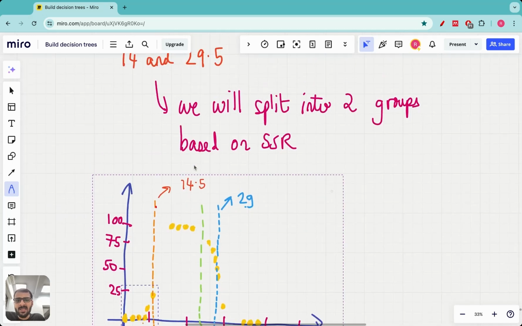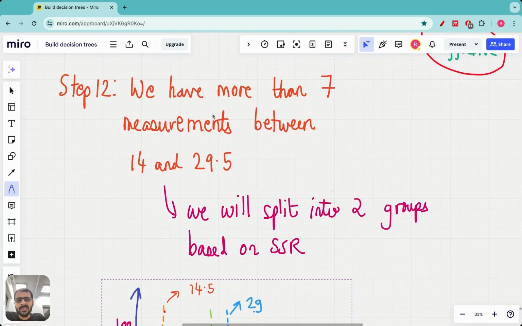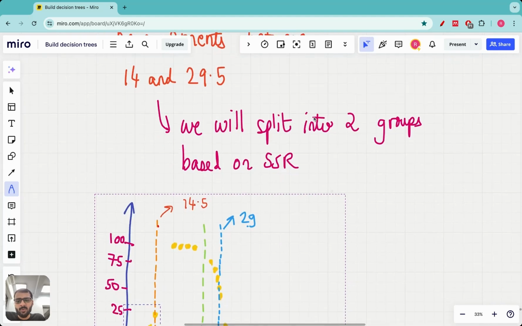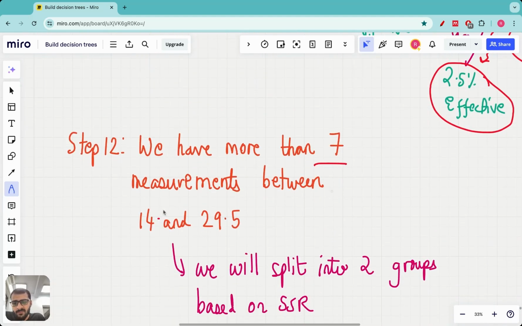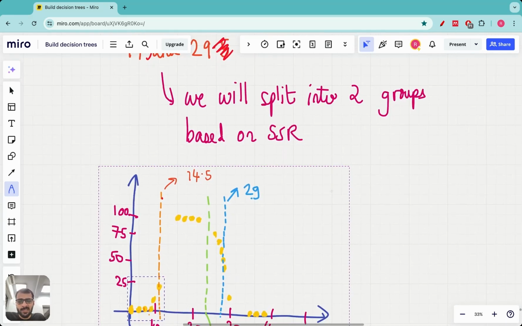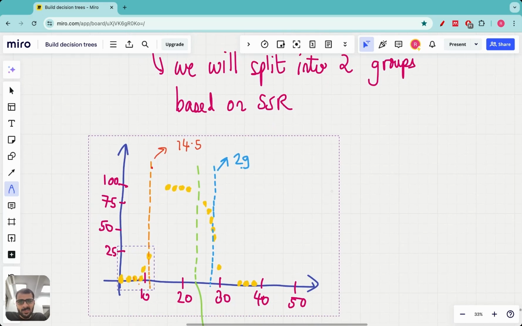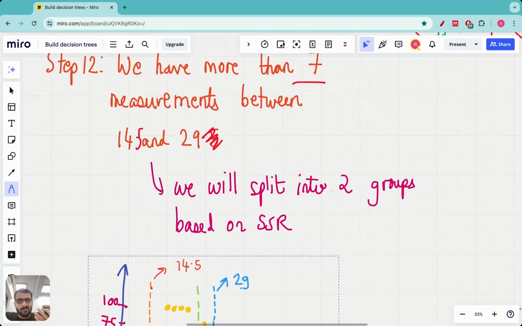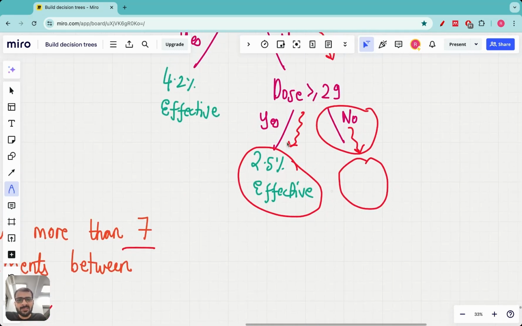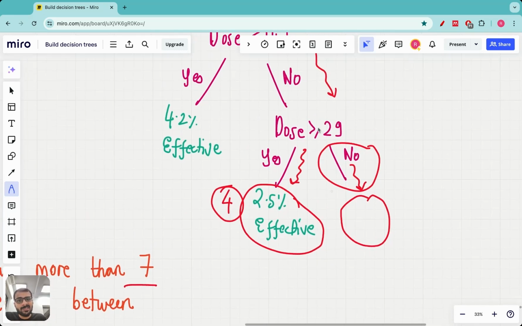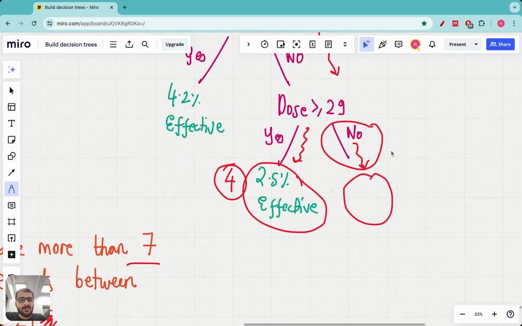In between, you will see that there are more than seven measurements between 14.5 and 29. I think there will be eight measurements here, so you can check that. But anyways, there are more than seven, so we can continue splitting further. So we stopped the splitting on this yes branch because there are only four measurements here. But on the right side branch, if dose is less than 29 but greater than 14.5, there are more than seven measurements. So we will further split it.